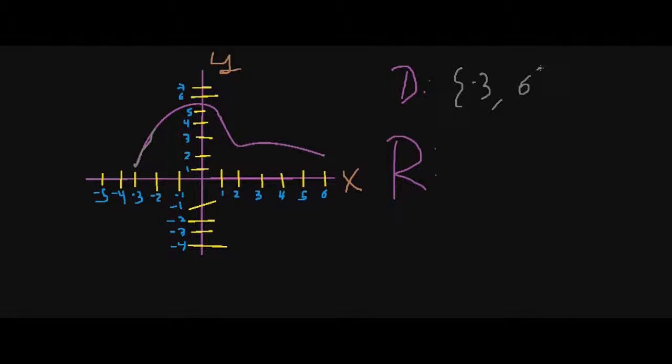So in this graph, my domain is from -3 all the way to 6. From -3 all the way to 6, my function exists. Now let's go ahead and look at the range. The range is all the possible y values.